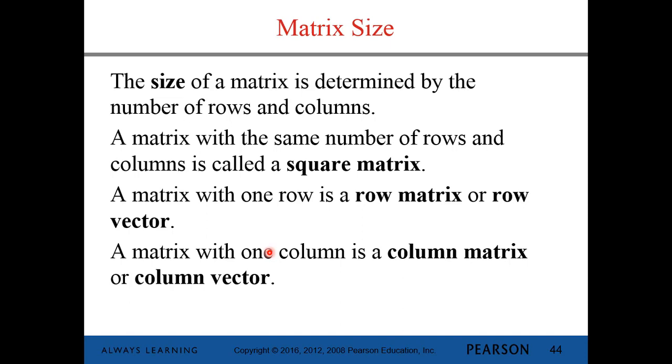matrix. If it has one row and one column, then we would just say it's a 1 by 1 matrix. Or if it has just one column and no rows, we would say it's a 0 by 1, and so on and so forth.